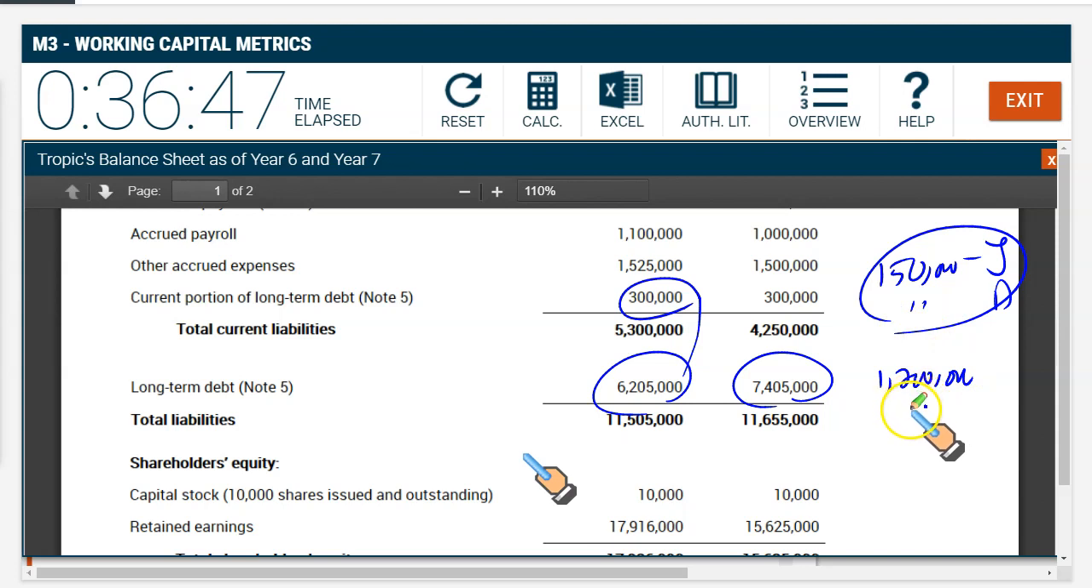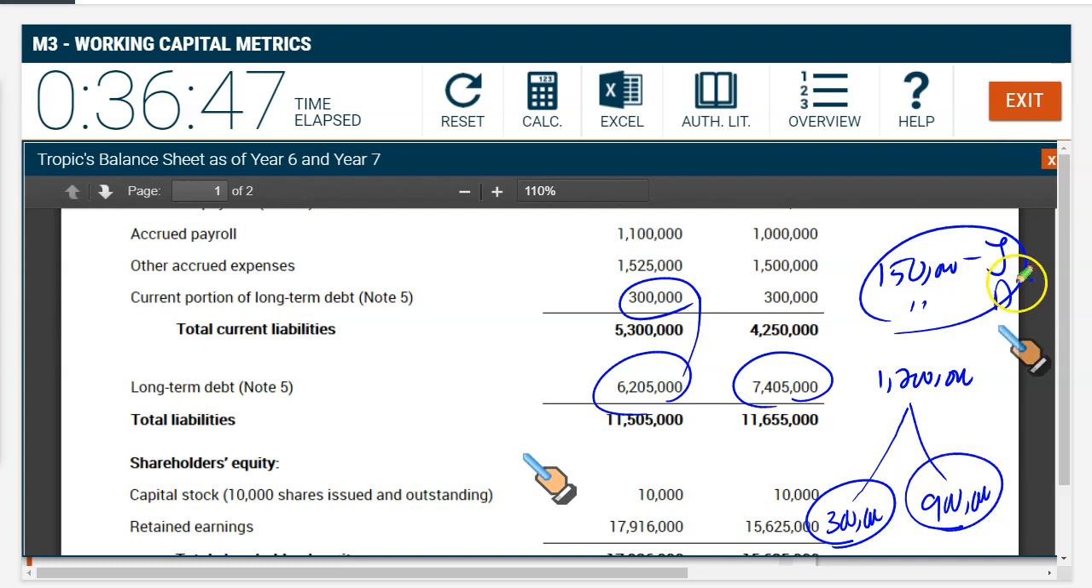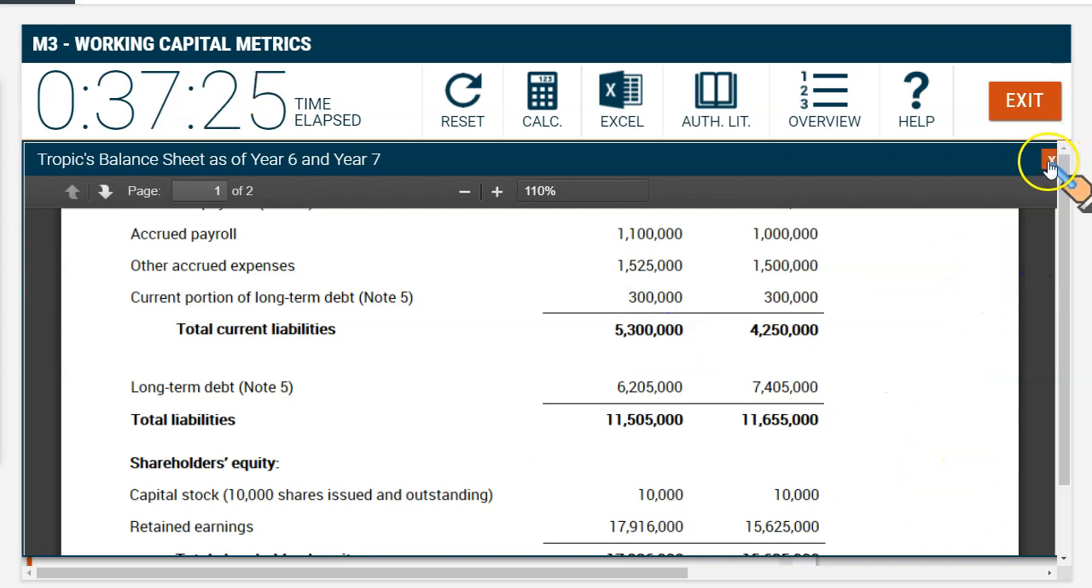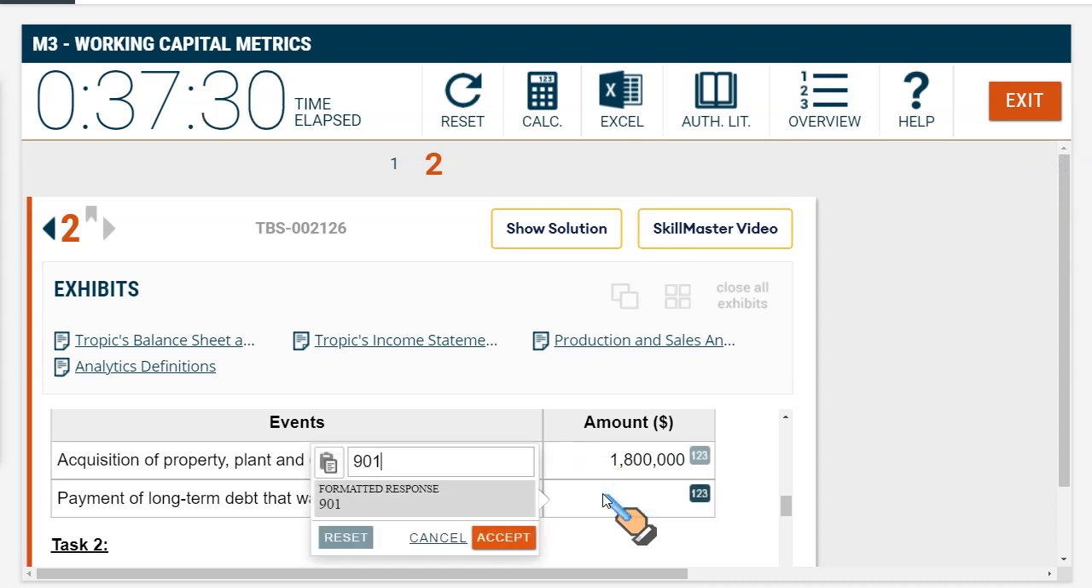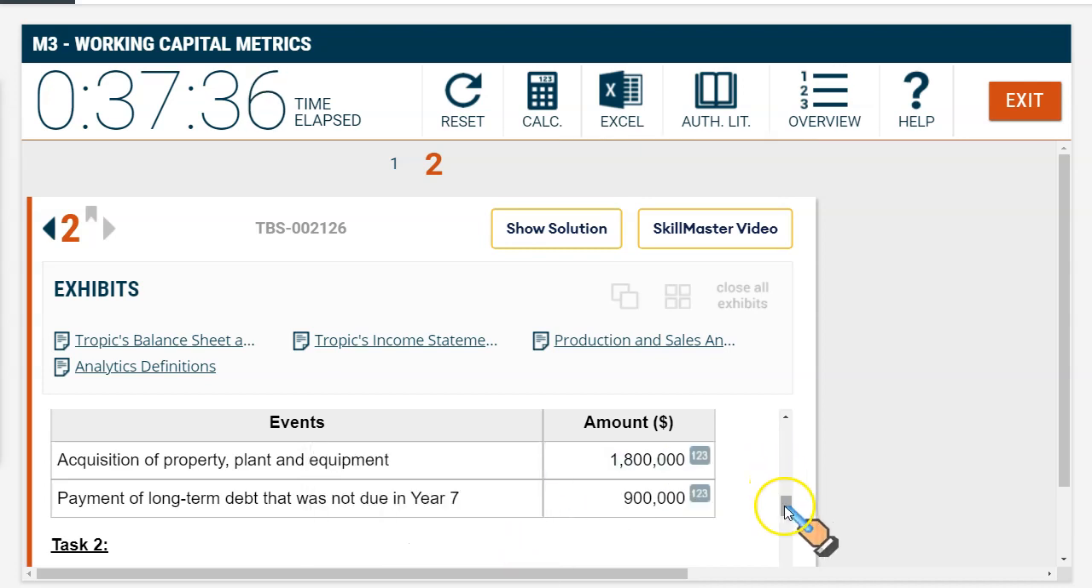But what we see is a reduction of 1.2 million over the period, which means out of this, 300,000 was due and paid, but this remaining 900,000 was not due yet paid. So that's the early retirement of your debt. So 900,000 was not due, but despite that we have paid it, and that is what you should write in the position right here, 900,000, and there you go. Okay, so this part is done.